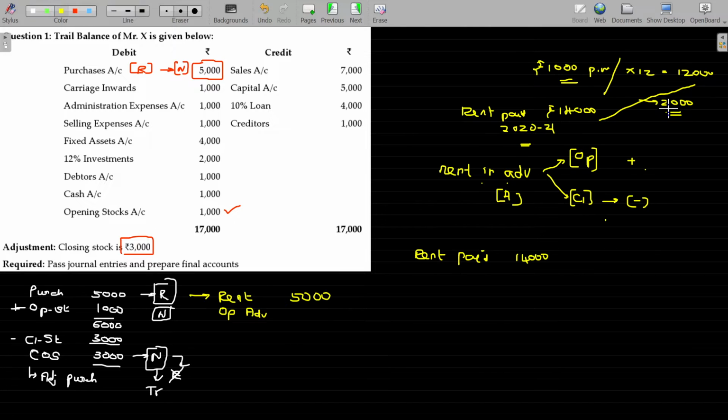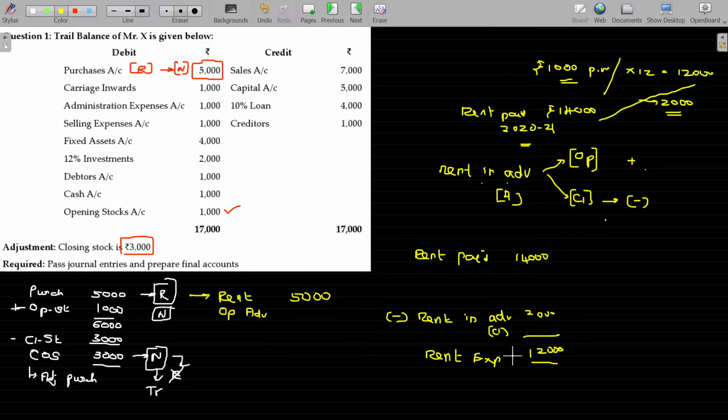The 2,000 rupees paid in advance is meant for the next period. Still we have the time to enjoy the benefit in the future. Whatever payment you made as on the year end, having any benefit to be enjoyed in the future will always be named as an asset. So now that one is going to be subtracted: minus rent in advance. Rent in advance closing is subtracted. So the rental expenses to be debited to the P&L account is 12,000 rupees. This is the rental expenses debited to the P&L account.